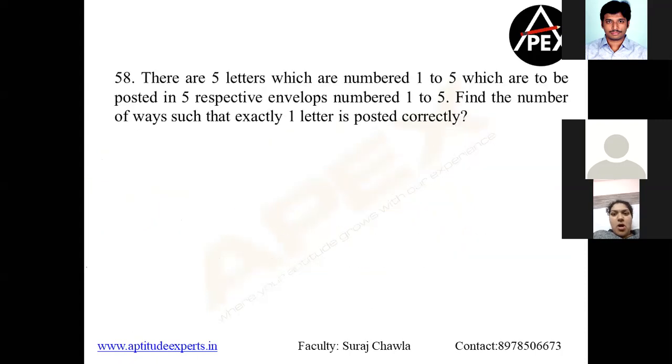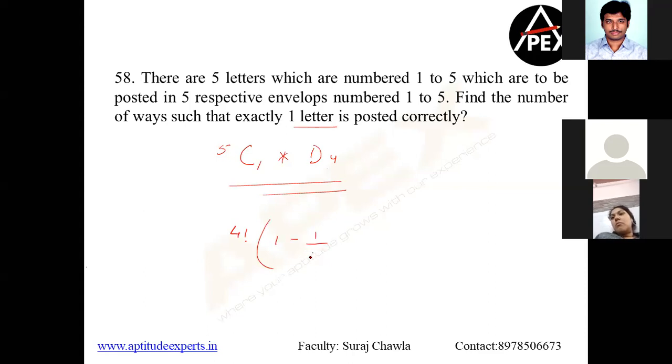Yep. Can we look at de-arrangement now? Now let's go with de-arrangement, guys. If 5 letters are to be posted, one letter should be posted correctly. So I go with 5C1. And now I want de-arrangement of 4 objects. This is going to be your answer. So what is de-arrangement of 4 objects? That is 4 factorial into 1 minus 1 by 1 factorial plus 1 by 2 factorial minus 1 by 3 factorial plus 1 by 4 factorial. This becomes your answer.